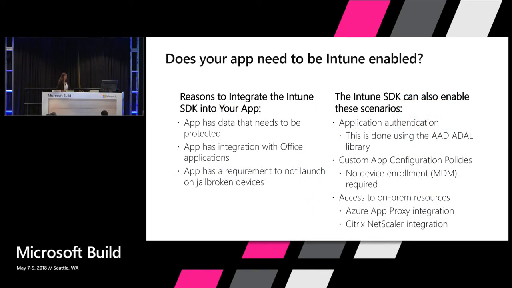So why would your app need to be Intune enabled? I mentioned this a little bit, just hoping this slide will simplify and clarify things. So your app has data that needs to be protected, and your app has integration with Office applications, and then your app has a requirement not to launch on jailbroken devices. So what we do is there's a couple of settings, such as detecting whether or not the device that the app is being launched on is rooted or jailbroken, requiring a specific minimum OS version, minimum Android patch version, or minimum app version itself before you can launch the app with that corporate identity that it's tied to.